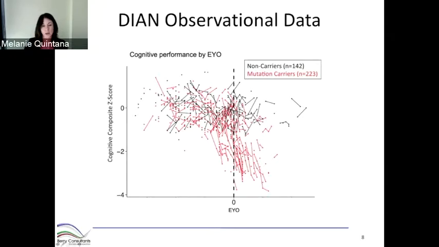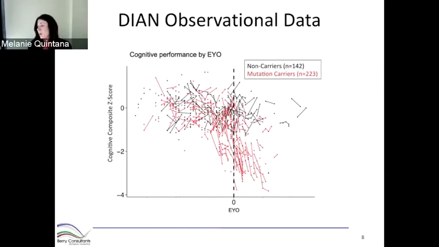So what you can see here is just some random noise about healthy, right at 0, and 0 here would indicate you're healthy on this measure. However, there is this steep waterfall decline once you reach EYO of about 0. People tend to be healthy for a long period of time on this cognitive composite, and then there is this steep drop-off.